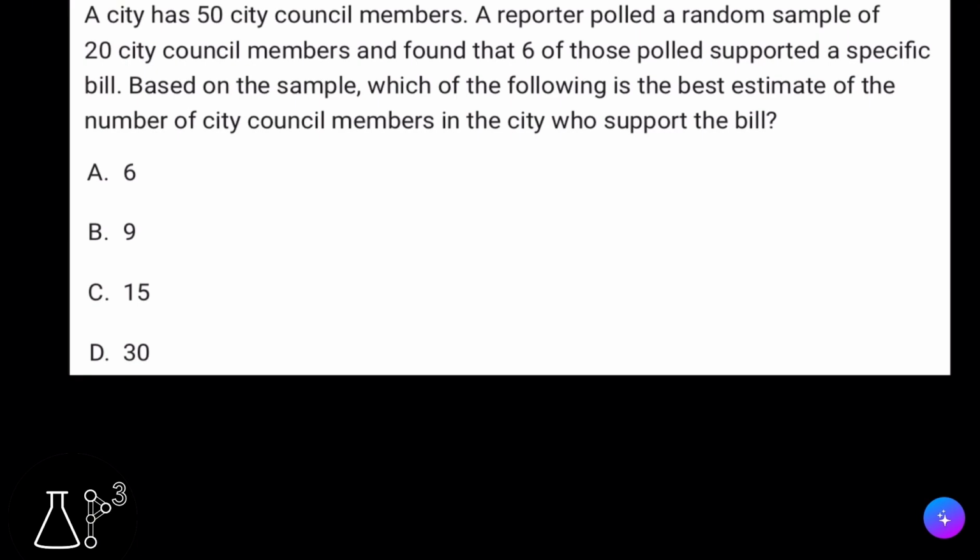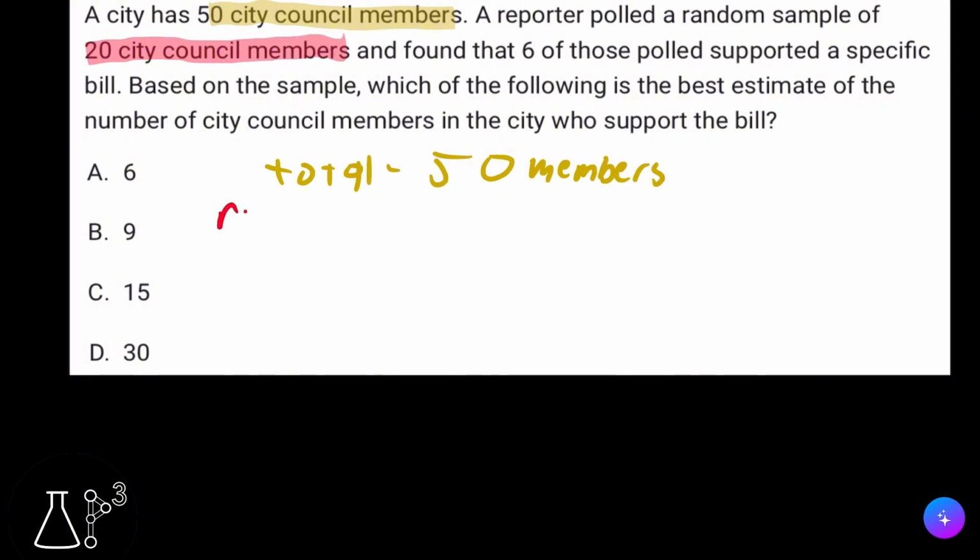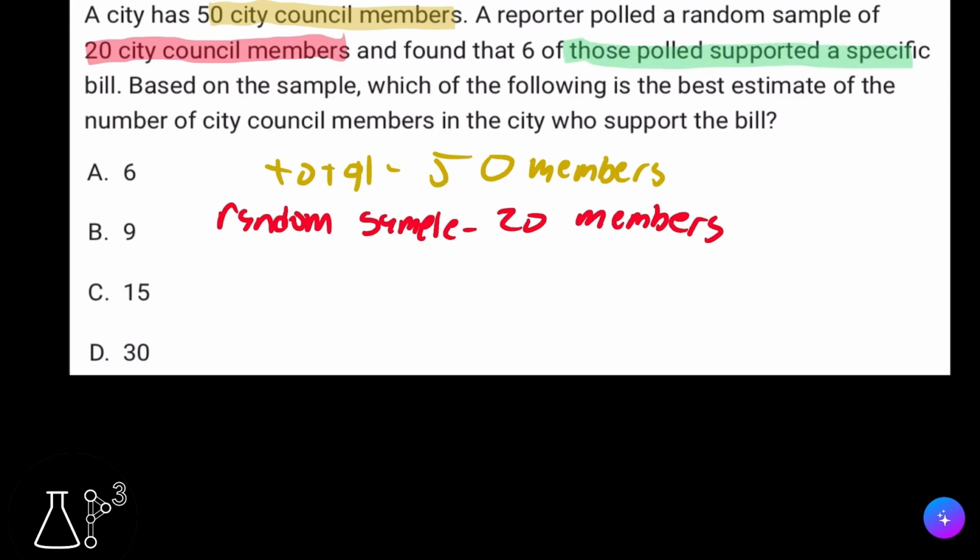So we have a total of 50 council members. So let me write that in yellow. So total of 50 members. And we're given that in the random sample, we're going to have a total of 20 city council members. So in a random sample, it's going to be 20 members. And then out of those 20 members, we're given that 6 of them supported a specific bill. So let me get green now. And out of those 20 members, 6 supported a specific bill.